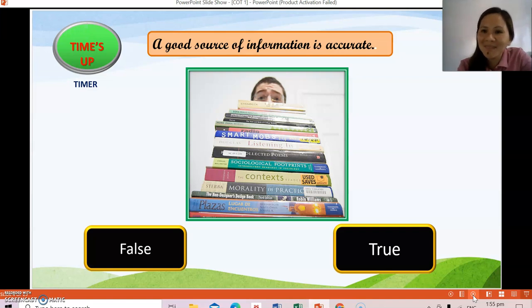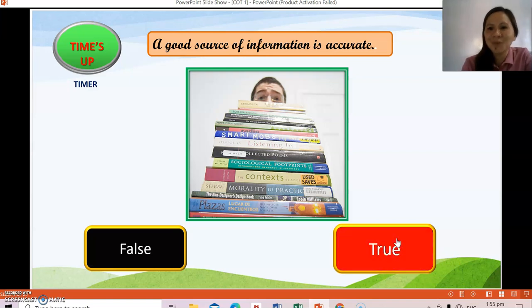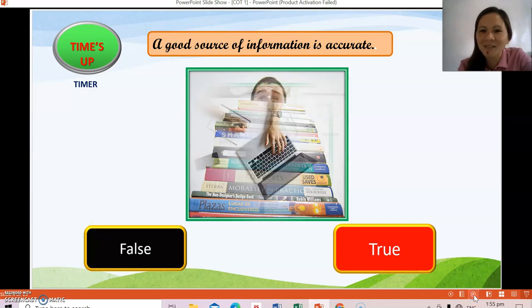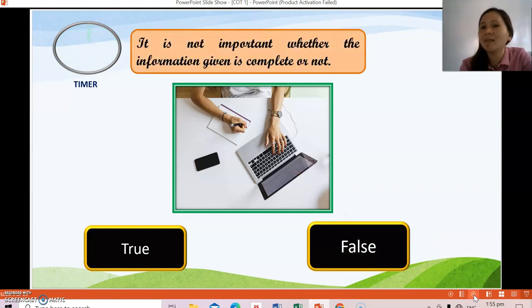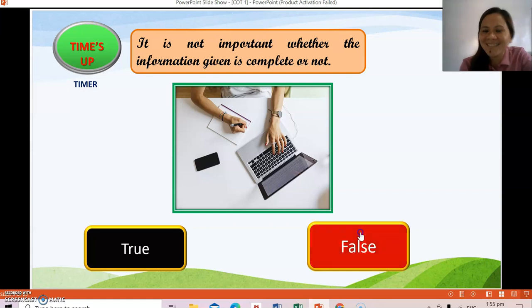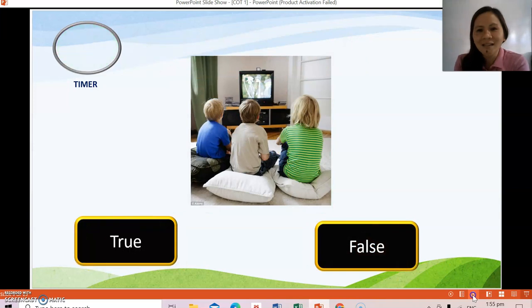Time's up. The answer is true. Wow. Very good. Now let's go to the next one. It is not important whether the information given is complete or not. What's your answer? Great. It is false. Now let's go to the next one.